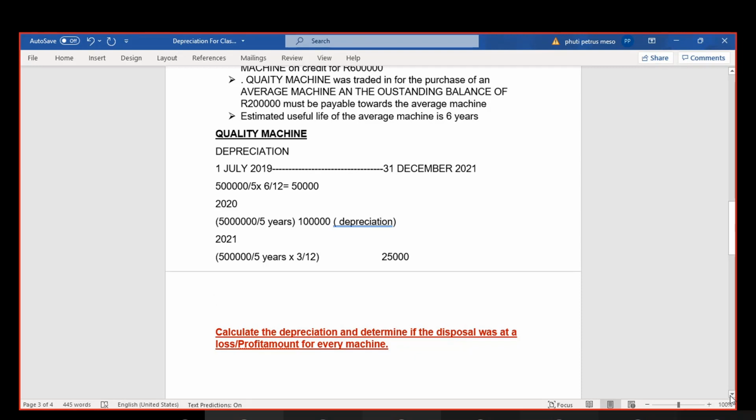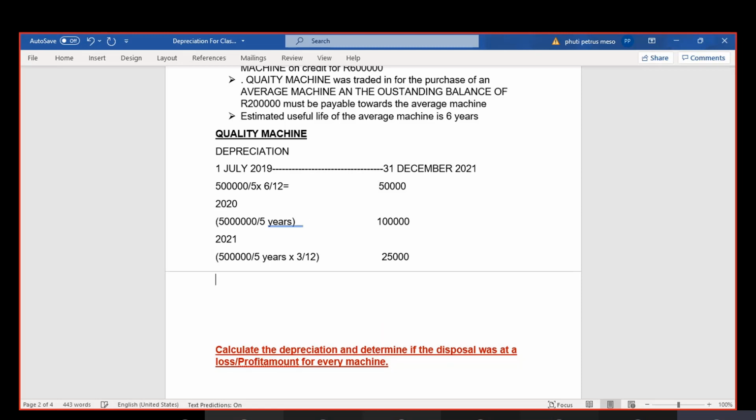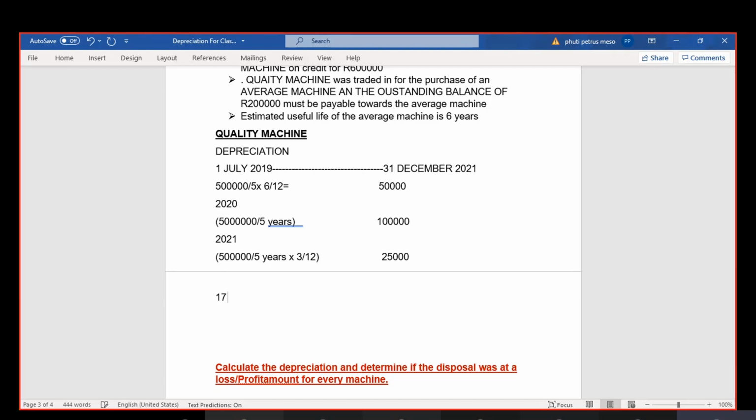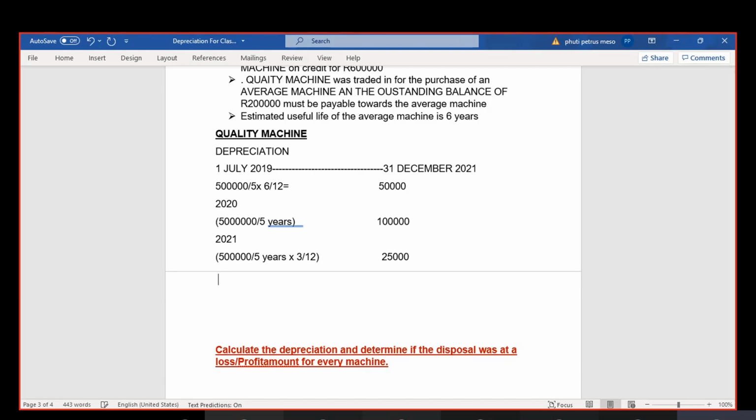Okay, so the quality machine. So therefore, the fully depreciated value of the quality machine would have been. Okay, let me just do this. You want to give me the total depreciation amount for the quality machine? Yes. Okay, I'm going to make it clear for you so that you will be able to calculate that for us. So there's the depreciation since the inception of the purchase, okay? So it will be 50,000 plus 100,000 rand plus 25,000 rand. So I think it's going to be 175,000 rand. Let me just do this quickly, just bear with me.